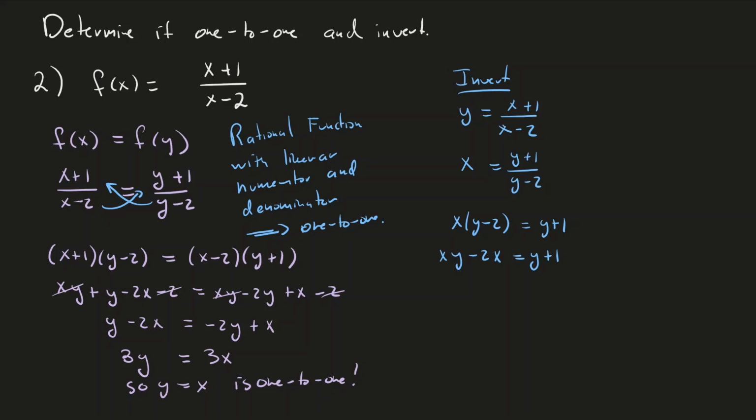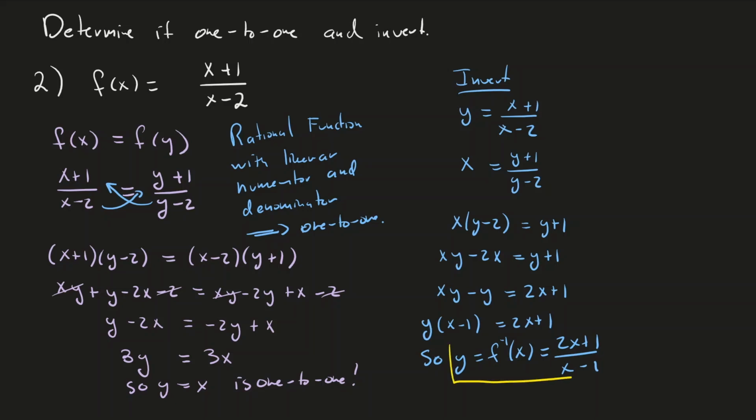And again, solving for y means we have to group all the y's on one side. So I get xy minus y is equal to 2x plus 1. I moved everything with a y to the left side and everything without a y to the right side. Factoring y, (x minus 1), is equal to 2x plus 1. So y, which is equal to f inverse of x, is equal to (2x plus 1) divided by (x minus, not minus 2, minus 1). So now we got our inverse function.